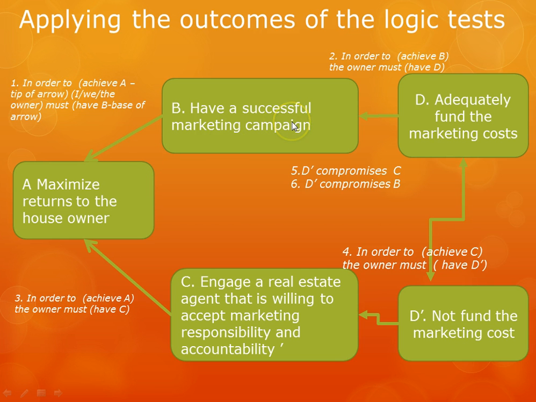We move on and look now to validate the relationship between B and D. We start with saying in order to have a successful marketing campaign, the owner must adequately fund the marketing costs. And again, our logic is that you can have a campaign, but if you don't fund it, you're not going to get that campaign delivering as intended. And whilst there may be a dispute about the final payment of it, the owner must take responsibility for ensuring that the funding doesn't become an issue, that the cash flow is there to ensure that the marketing campaign can be triggered and continue to work.